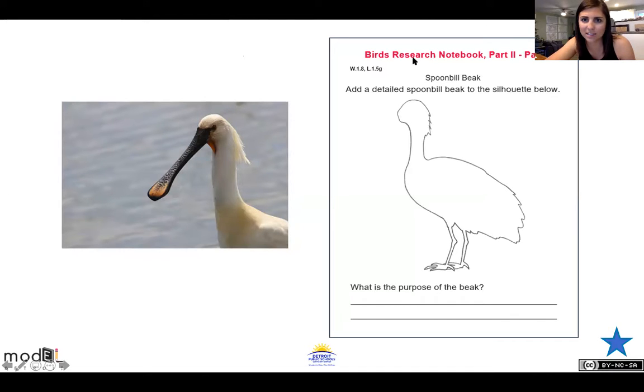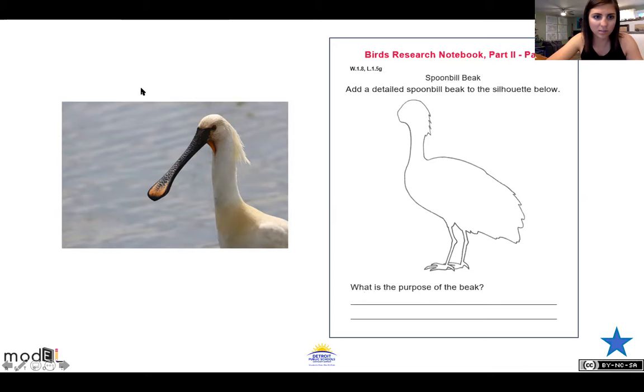So let's just take a look at this. It says bird research notebook. Spoonbill beak. Add a detailed spoon beak to the silhouette below. So we're going to draw the spoonbill, and then we're going to answer the question: what is the purpose of the beak? So we're going to use the sentence stem.